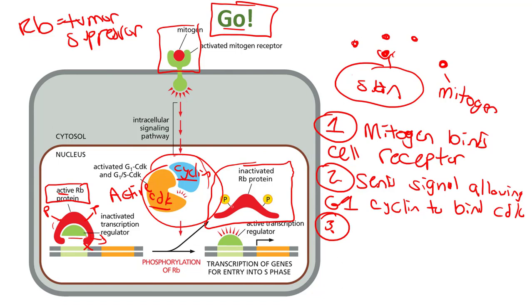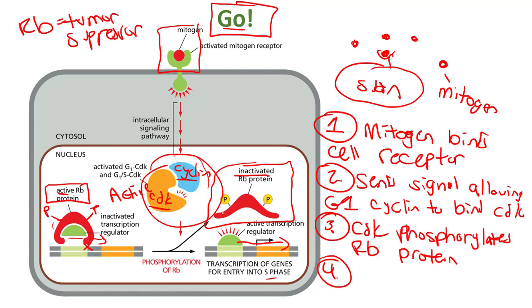When the RB protein is phosphorylated, it's now considered inactive. Once this RB protein pops off, now transcription is free to happen of these S-phase genes so that the cell can replicate its DNA. So in step 3, the CDK phosphorylates the RB protein. The RB protein pops off and transcription of these S-phase genes can occur.